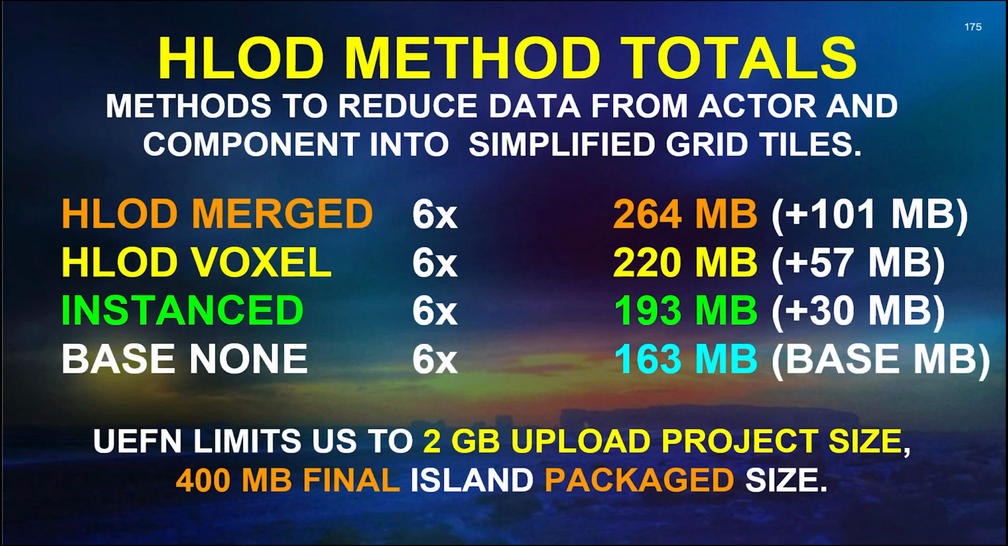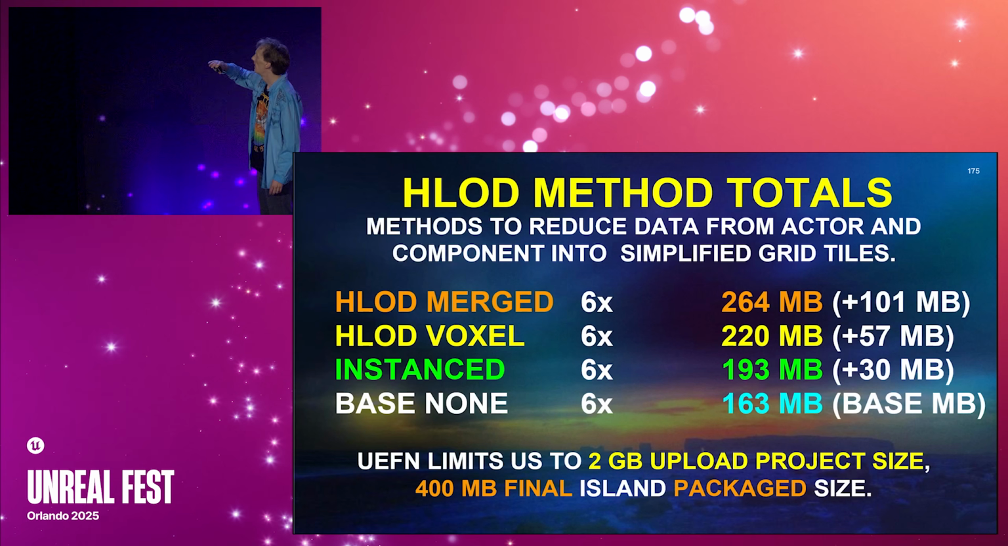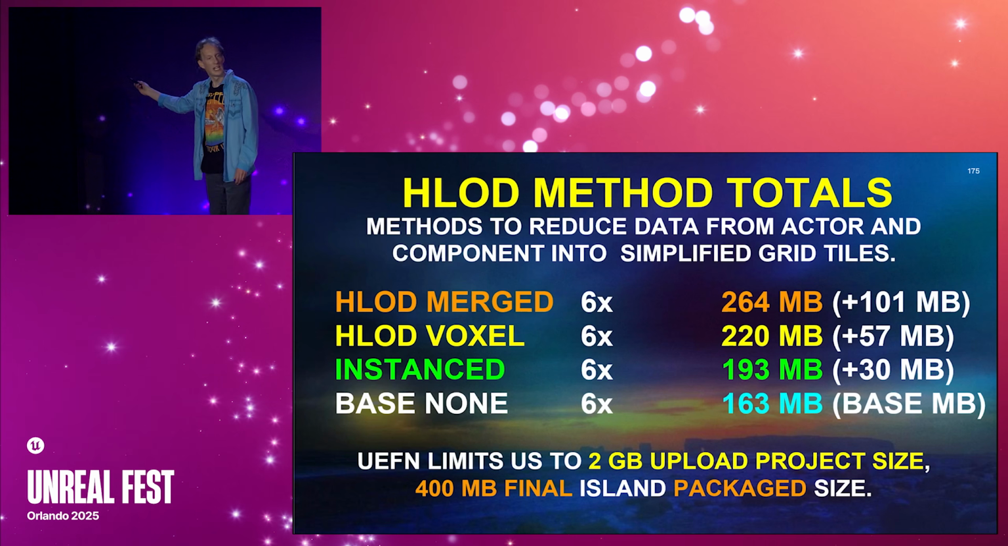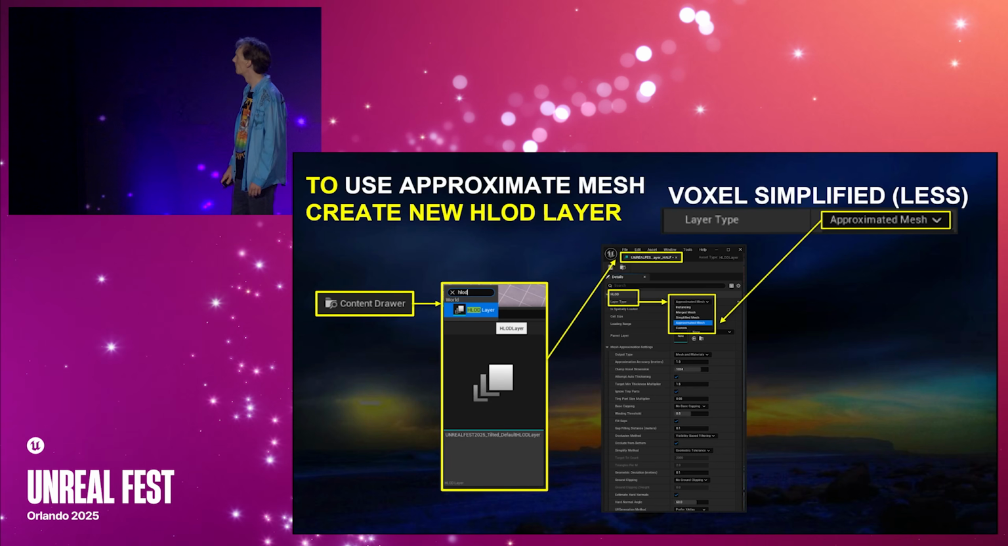And here's the comparisons. Base, 30 megs if we were to instance it. If we just did voxel, that means that the reduced one, we can get up to 57 megs. So that's pretty good. We're saving 50 megs if you want to do that piece. Oh, and talk about the size, because it's going into your 2 gig upload. So your merge mesh HLOD, any of these things, it's going into that. And your final download size.